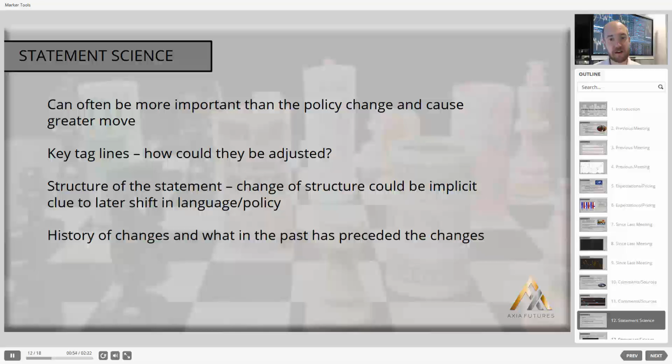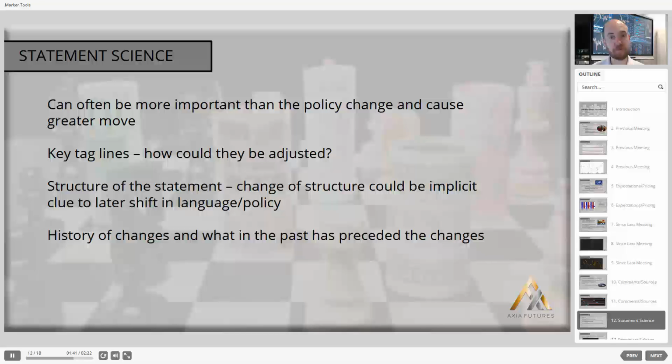There will be key taglines. You've got to be thinking about how these can be adjusted. Now this is where it is more science: you've got to start planning forward how these things could be adjusted very specifically to imply something new coming out. The structure of the statement could change, and this is almost an element of tone. This is where we start deviating from science and more towards art. If this statement begins with a certain tone, starts in a certain way, this can give you a clue that perhaps we're going to see a bit of change here. Perhaps a more downbeat tone could imply continued stimulus, while more upbeat, perhaps we see a more contractionary policy going forward.